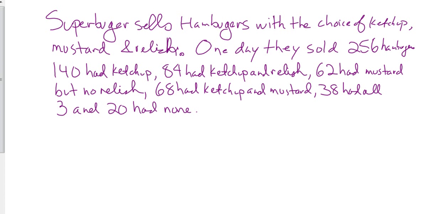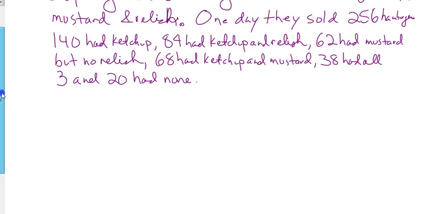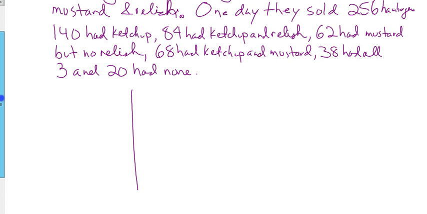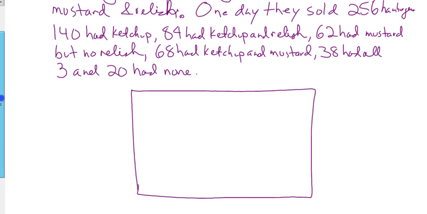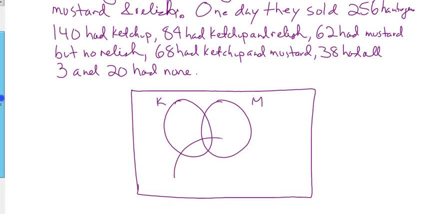Okay, so let's do this as a Venn diagram, right? So we're going to start off, let me see if I can just slide this up enough to leave all the numbers on. Okay. So we're going to need 3 circles. We'll need a ketchup circle, a mustard circle, and a relish circle. And what's the first number we want to put into this? 20. Sure. Put the 20 in. So 20 had none. They're inside the box but outside the circles.